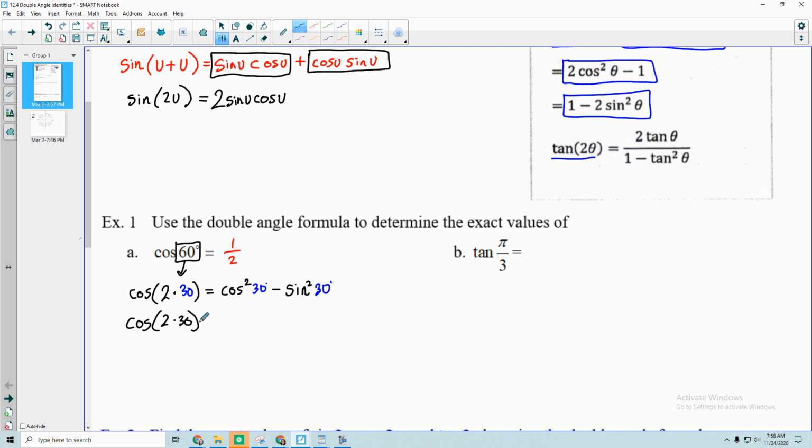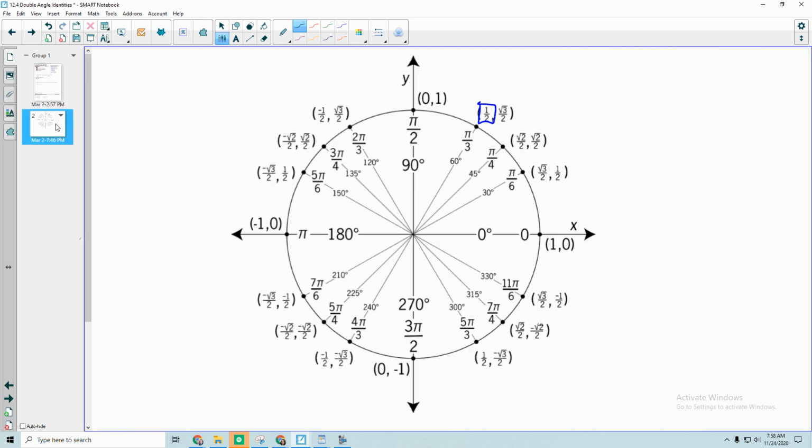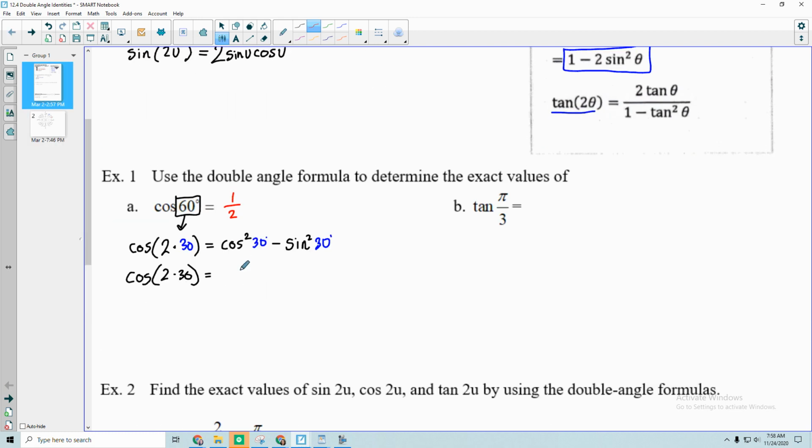Okay, so the first thing that I'm actually going to do is find the value of the cosine of 30 degrees. So I'm going to go to the unit circle and find the cosine of 30 degrees, which is root 3 divided by 2. So that's the cosine at 30 degrees.